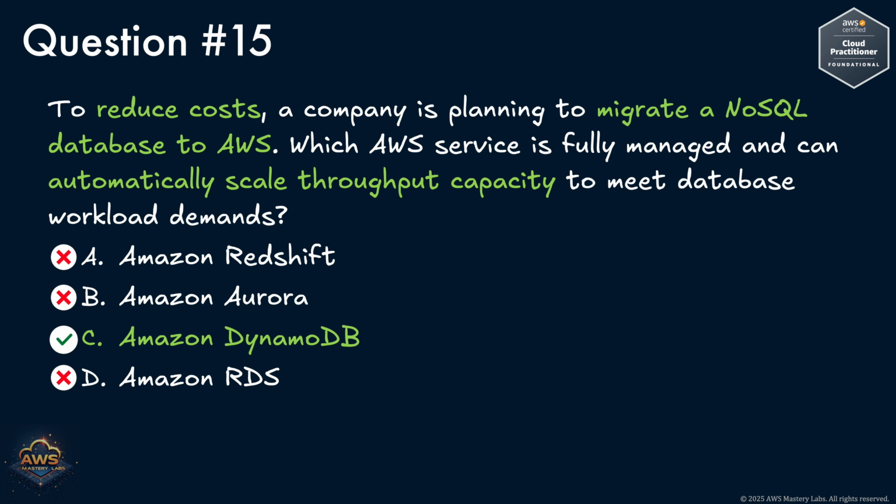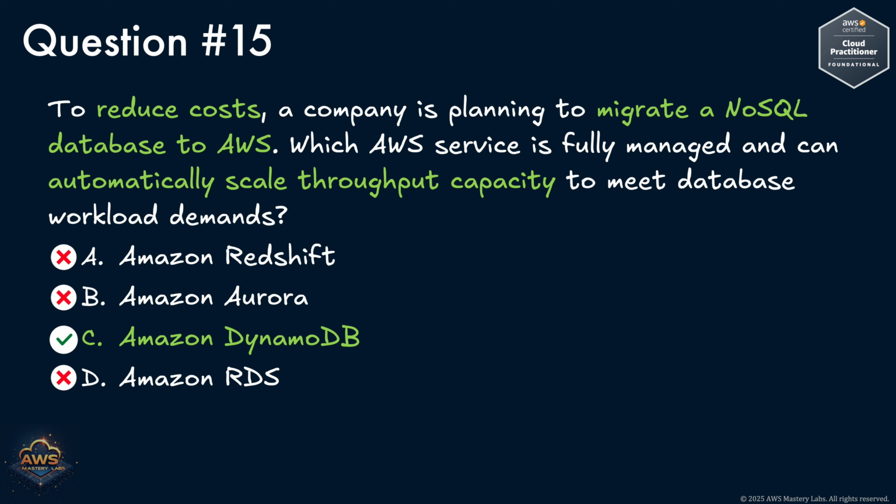Option C, Amazon DynamoDB. Amazon DynamoDB is AWS's flagship NoSQL database service. It's fully managed, supports key-value and document data models, and excels at handling high-throughput workloads. What makes DynamoDB especially relevant here is its ability to automatically scale throughput capacity.